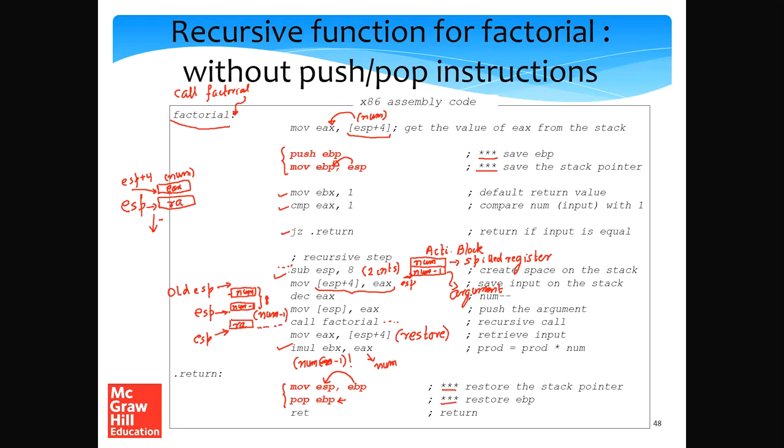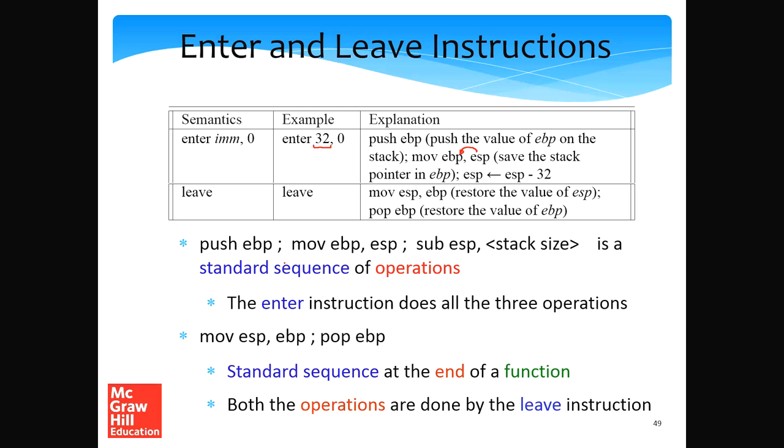First, it is doing the job of pushing EBP and moving ESP to EBP. The job of these instructions is all being done by one instruction, which essentially stores the value of EBP on the stack, sets EBP to the stack pointer, and creates the activation block by subtracting the size of the activation block from the stack pointer. So this is like a 3-in-1 kind of instruction.